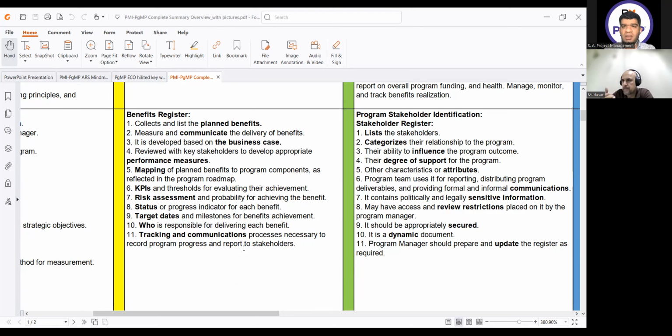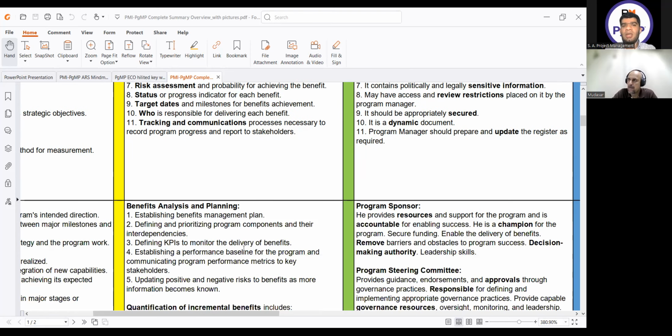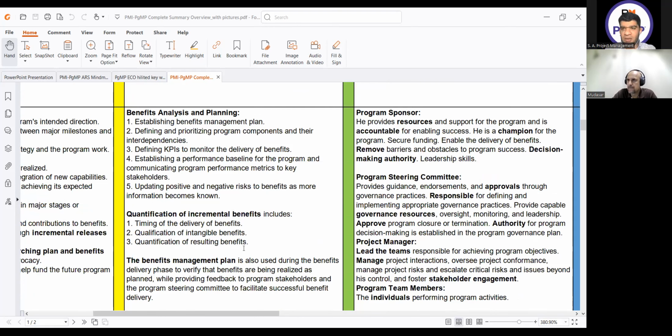So once we identify the benefits in the formulation phase, the benefits can also be identified at any phase of the program. Whenever the benefits are identified, they will go to the benefit register. Okay. Then the next step is benefit analysis and planning and benefit delivery. This we are going to do for every component of my program.